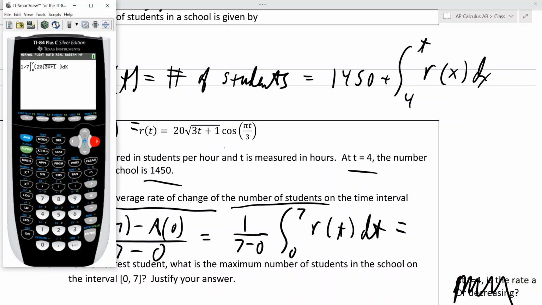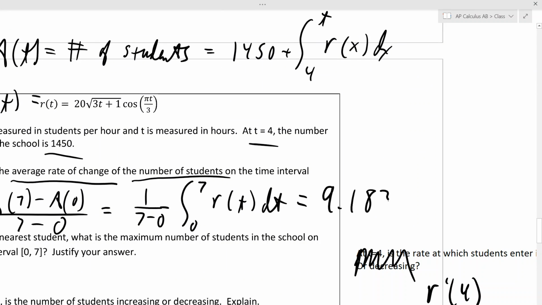There we are. Cosine pi x over 3. There we go. All right, dx. That looks good. So let's double check again. 1/7 integral 0 to 7 of 20 root 3x plus 1 cosine pi x over 3 dx. Sounds good. Boom. And that's going to give me 9.183.